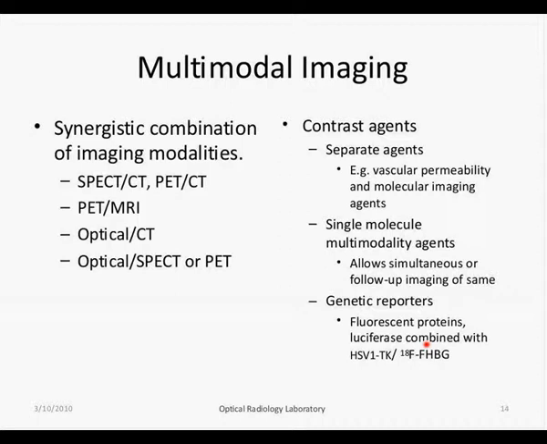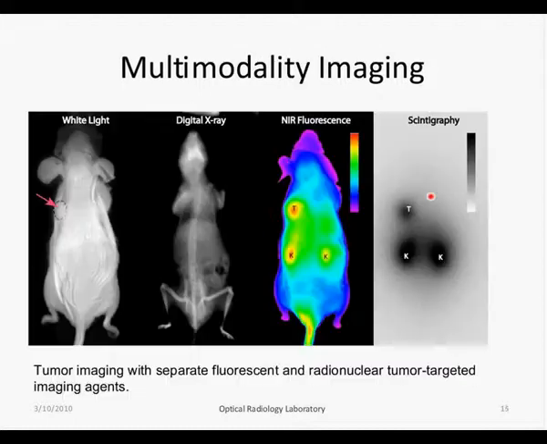Also being developed for preclinical imaging are genetic recorders that combine fluorescent proteins and other genetic recorders with receptors and enzymes such as HSV1-TK, which is specific and phosphorylates the radionuclear imaging agent for PET imaging based on the genetic recorder.